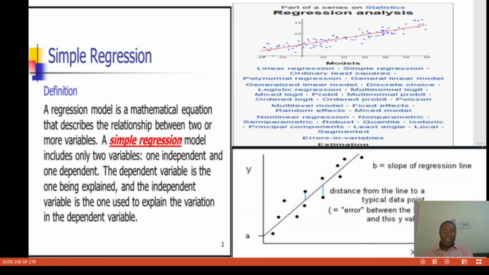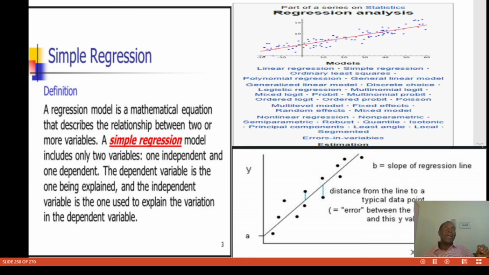So we have the single regression. It's a mathematical equation. It has a model, and it includes only 2 variables. Compare with correlation. In correlation, you can compare several variables. In a single regression, a simple model, you have only 2 variables, 1 independent and 1 dependent.